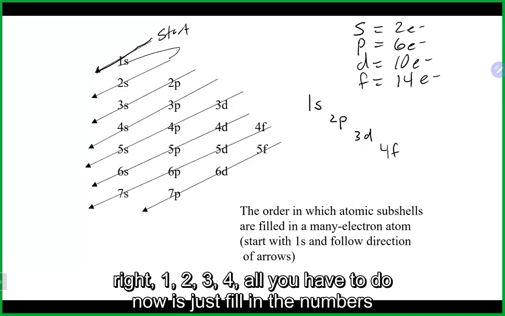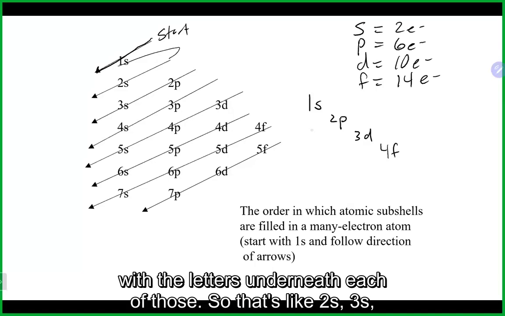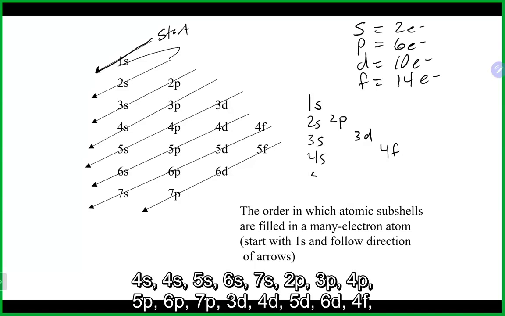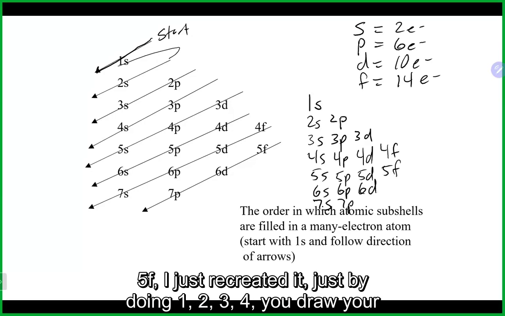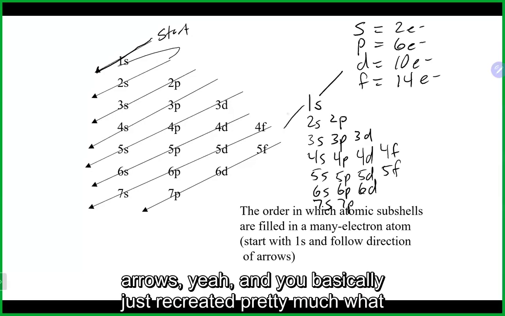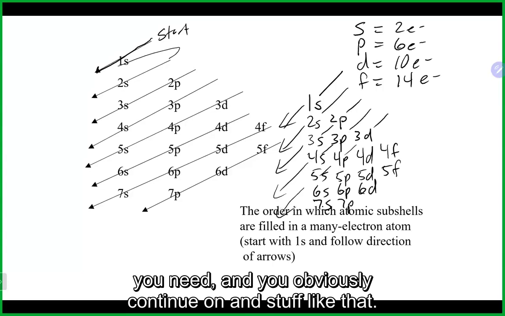All you have to do now is just fill in the numbers with the letters underneath each of those. So that's 2s, 3s, 4s, 5s, 6s, 7s, 2p, 3p, 4p, 5p, 6p, 7p, 3d, 4d, 5d, 6d, 4f, 5f. I just recreated it by doing 1, 2, 3, 4. You draw your arrows, and you basically just recreated pretty much what you need, and you can obviously continue on.